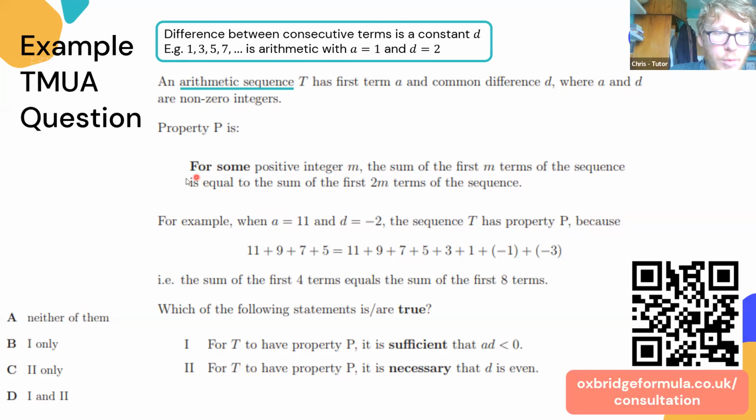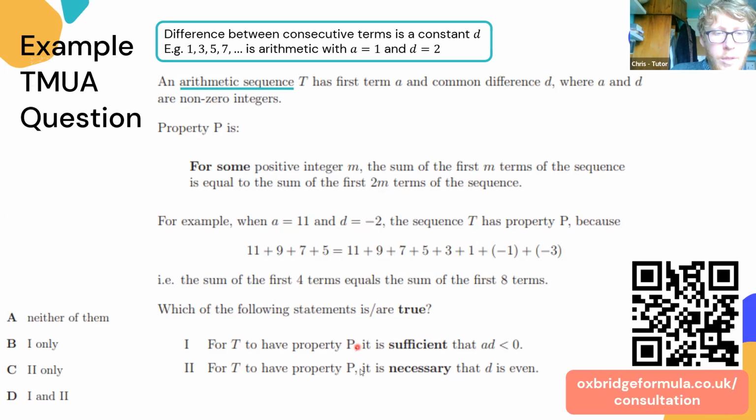And we're given a definition of property P. It says for some positive integer m, the sum of the first m terms of the sequence is equal to the sum of the first 2m terms of the sequence. And it says, for example, when A equals 11 and D equals minus 2, the sequence T has property P because 11 plus 9 plus 7 plus 5 equals 11 plus 9 plus 7 plus 5 plus 3 plus 1 plus minus 1 plus minus 3. So the sum of the first 4 terms equals the sum of the first 8 terms. That's an example of having property P.